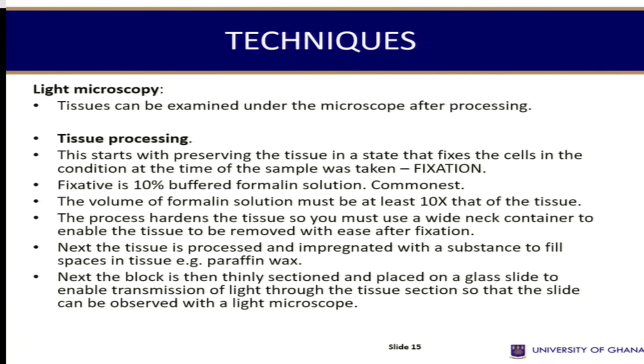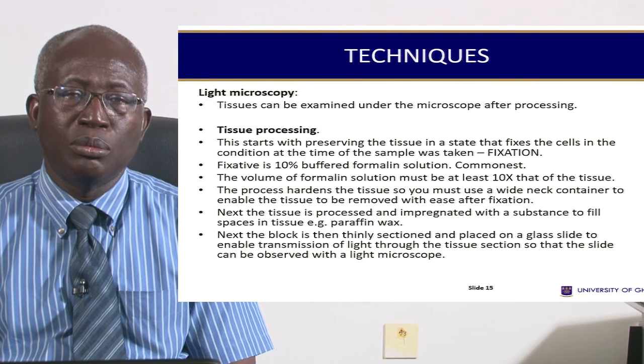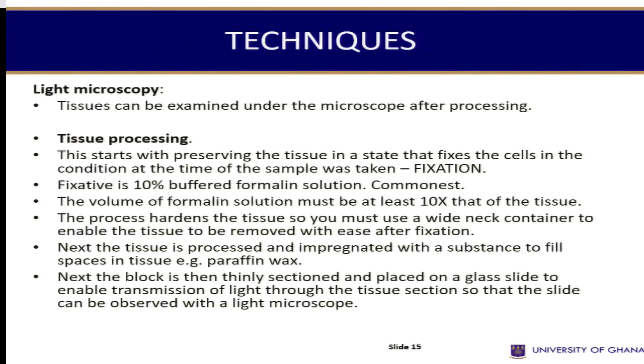The light microscopy is when you examine tissues under the microscope after processing the tissues into glass slides so you can look at them under the microscope. The processing of the tissue starts with preservation of the tissue in a state that fixes the cells in the condition at the time the sample was taken. This process is called fixation. The commonest fixative used is 10% buffered formalin solution. When tissue is sampled, the volume of this buffered formalin that must be used should be at least 10 times the volume of the tissue which is being fixed. This is important so that fixation will take place properly.